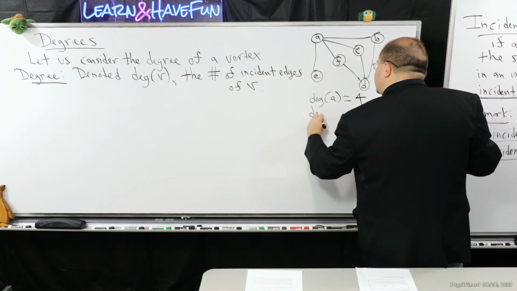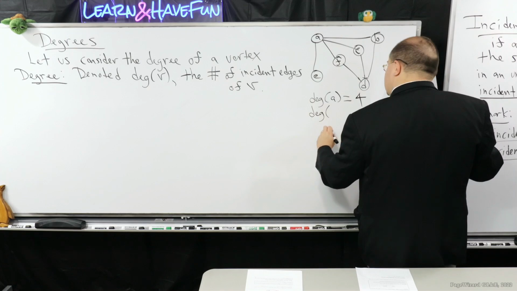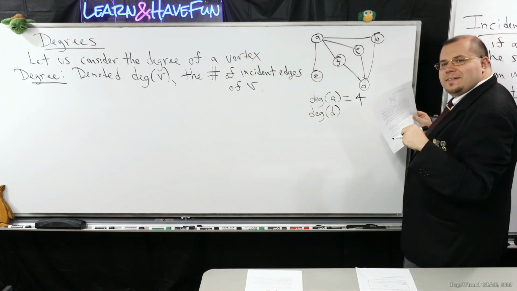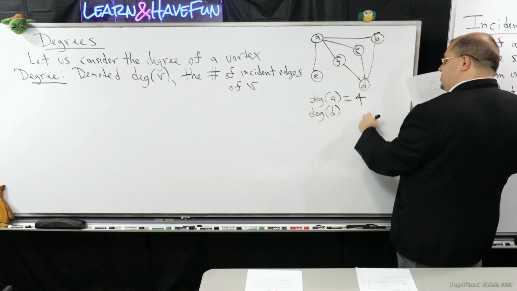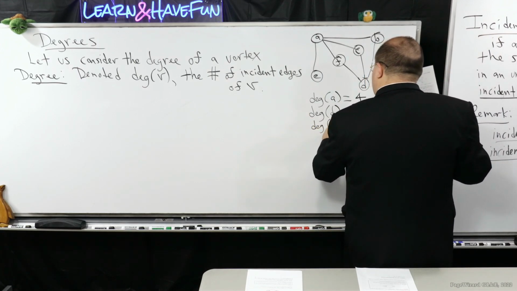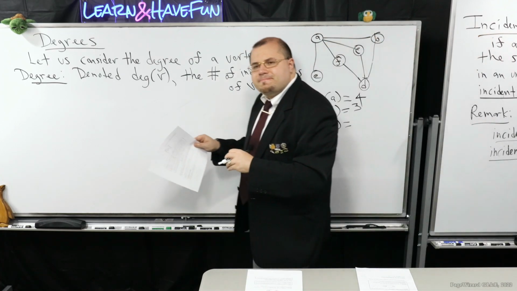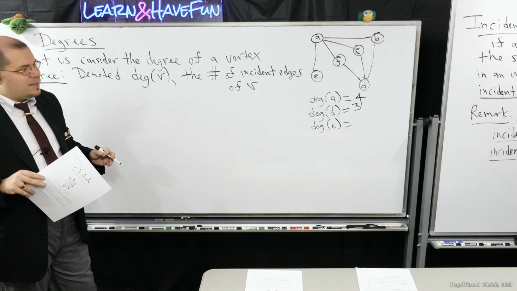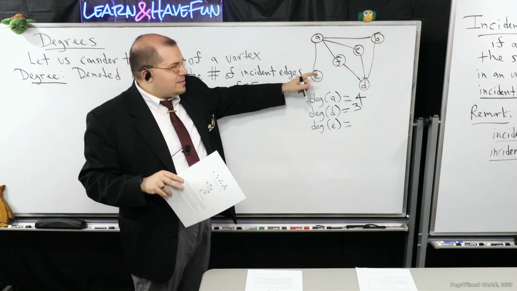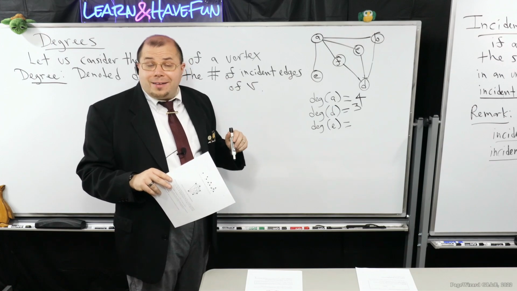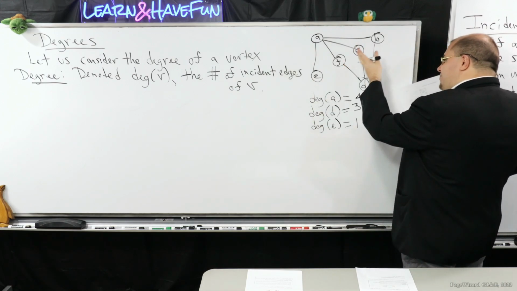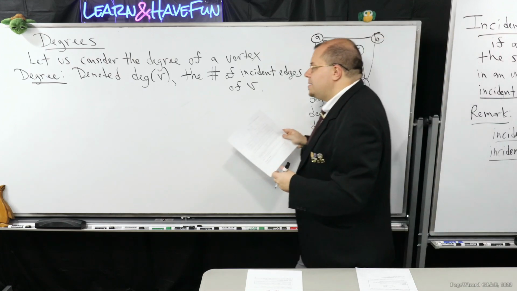How about, let's consider D. D's right here. How many incident edges are there on D? Let's just count them. 1, 2, 3. There's 3 of them. Piece of cake, right? How about the degree of E? Can somebody tell me that? How many incident edges are there on E? E's right there. Well, it's just 1, right? It's just 1. I encourage you to fill in the rest of the degrees of these. So that's what the degree is.